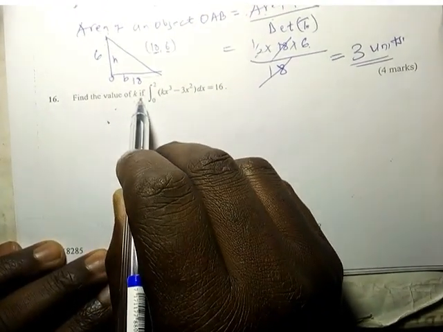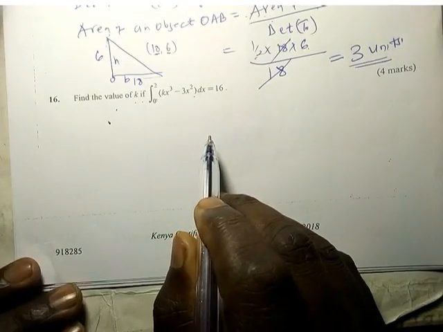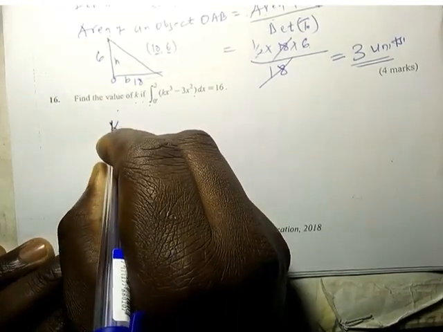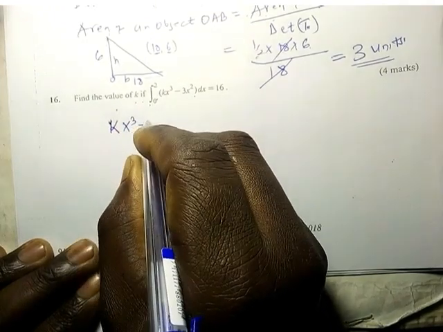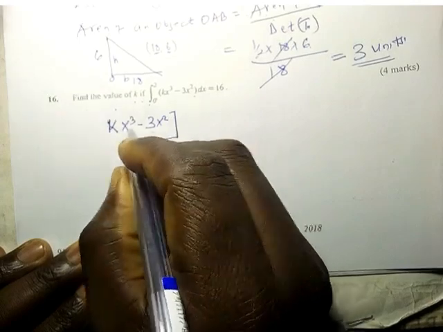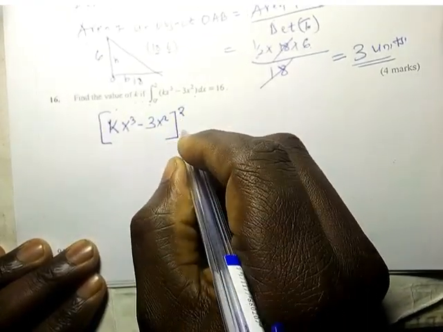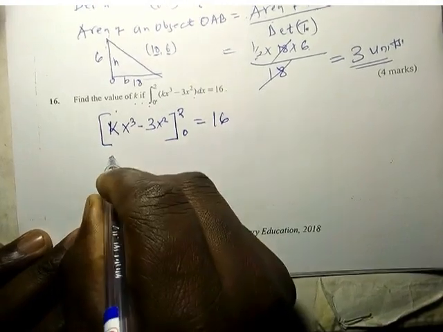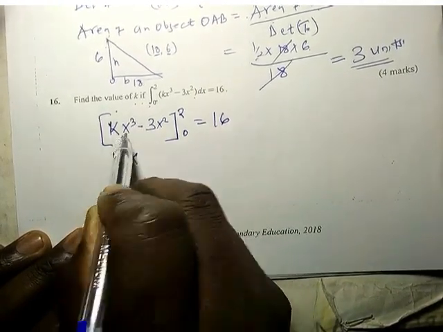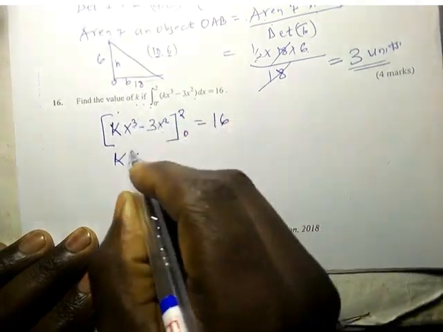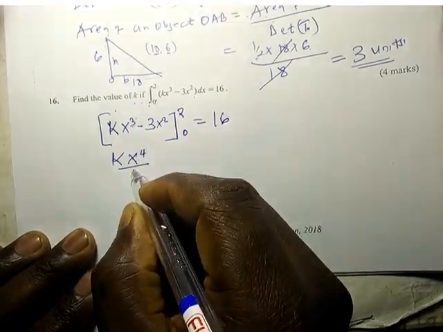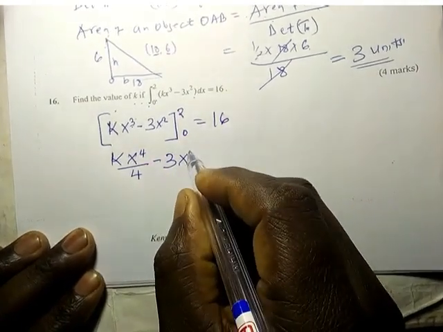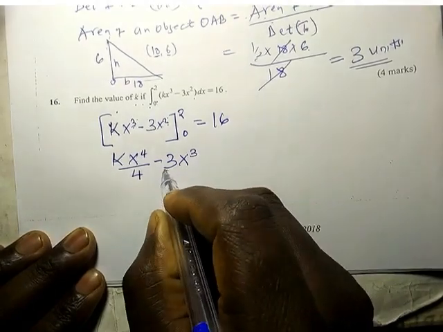Find the value k if this, so we want to integrate that. We are integrating with limits 0 to 2. So k times x cubed minus 3x squared, integrating limit 0 to 2, and the answer is supposed to be 16. So you know how to integrate. So k times x, when we integrate, we add 1 to the power, which is going to be 4, and then we divide by that power, which is 4. That is integration, minus 3, and then x raised to power 2, we add 1, which is now 3, divided by 3, with limits 2 and 0.